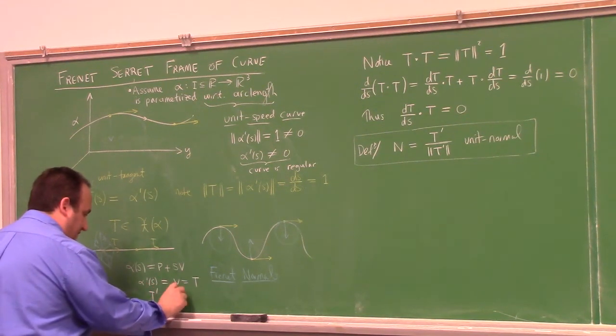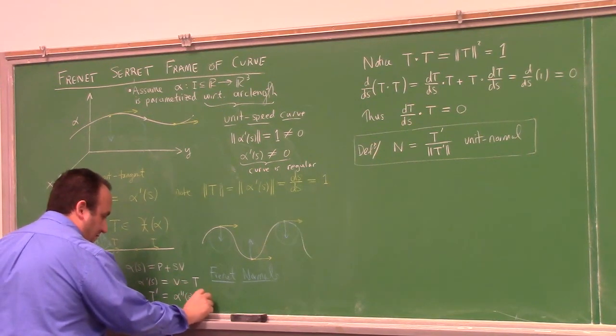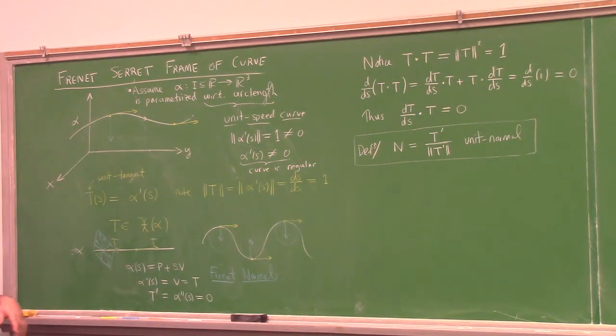Well, in this case, it's literally alpha prime prime of s, right? But that's 0, right? So we need to rule this out. Lines are too boring for what we're doing. We need to assume that our curve is nonstop. Well, in this case, we're going to assume that the curve is arc length parameterized, which is to say it's nonstop, and also that it's nonlinear, because lines aren't going to play nice.